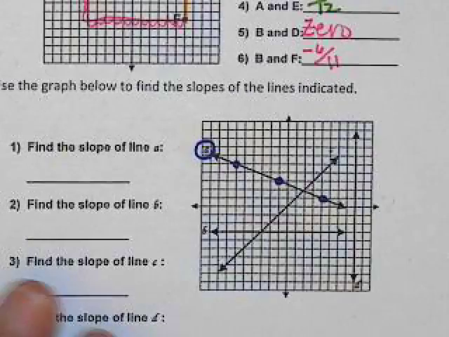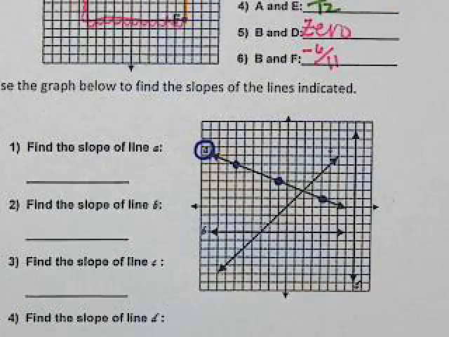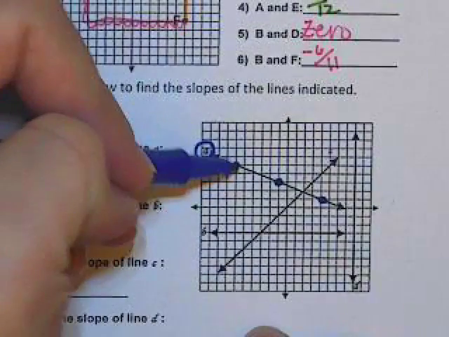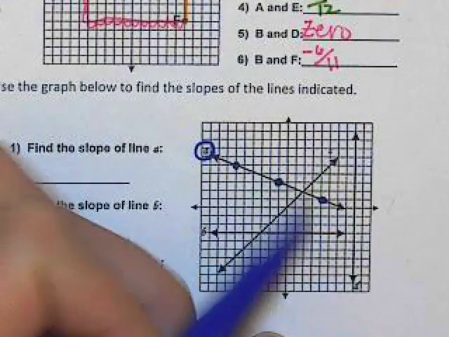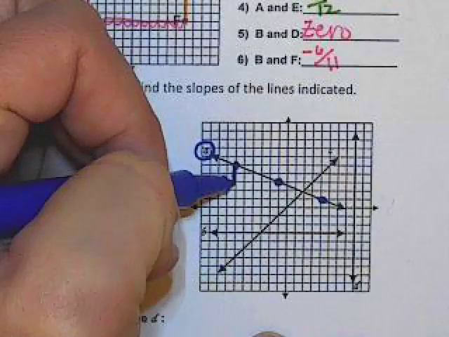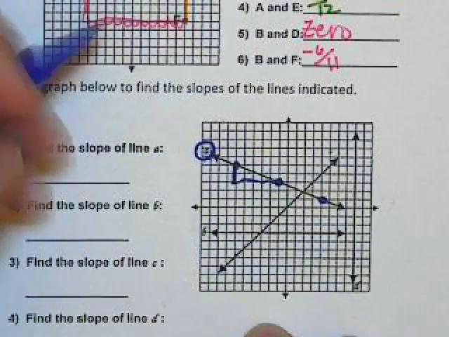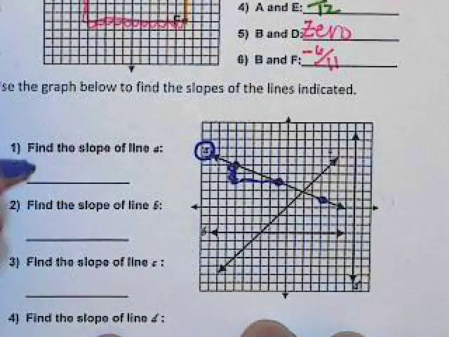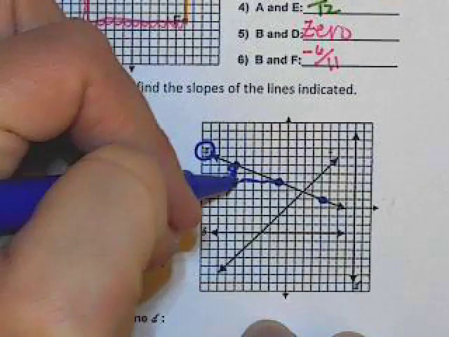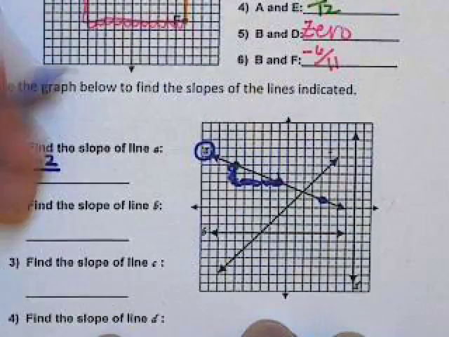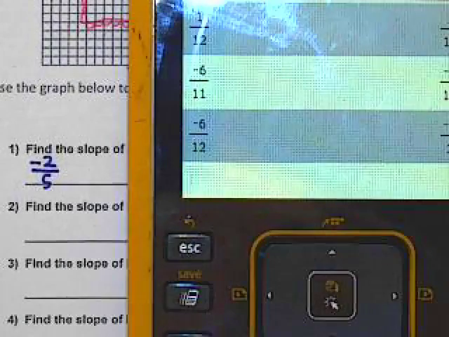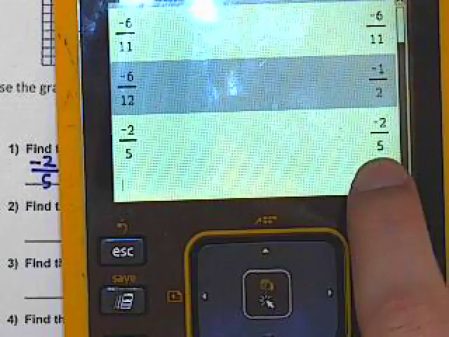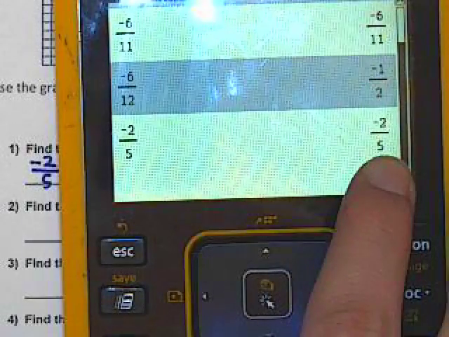Okay, now that I have dots, I'm ready to find slope. Which way do we always run? Right. So can I start at this dot? No, because I would have to run left, and we don't do that. So I'm going to start here. How many am I going to go down? 2, and that makes it -2, and I'm going to run to the right. 1, 2, 3, 4, 5. Can I reduce -2 over 5? No. If I put it in my calculator, I get -2 over 5, so I can't reduce it. That's my answer.